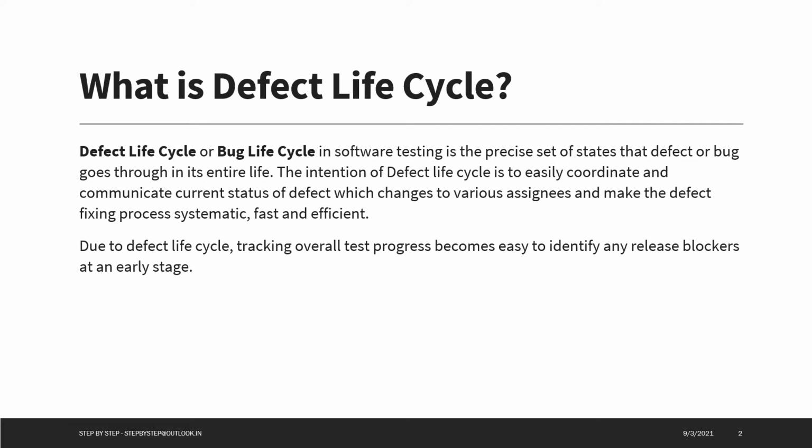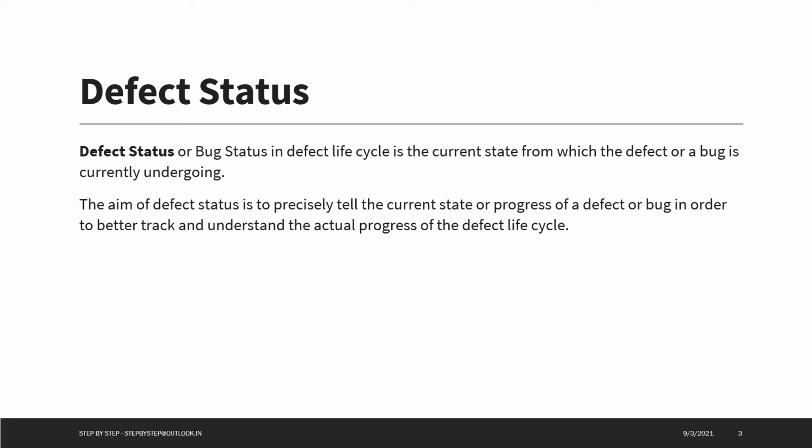So we report defects so that developers know what the defect is. We provide all the information, like steps to reproduce, what is the expected result, and what is actually happening. That's why the defect lifecycle ensures the defect goes through proper steps. Due to defect lifecycle tracking, the overall test process progress becomes easy to identify, and release blockers can be found at an early stage. Okay. So what is defect status?